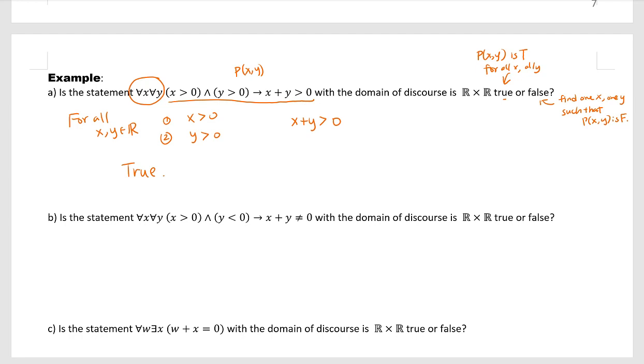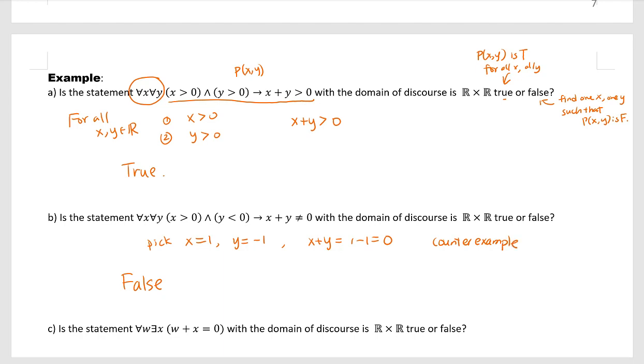This being false means we want to find an x and y such that x plus y equals 0. We can pick x to be 1, which is a real number, and we can pick y equals minus 1. Then x plus y is 1 minus 1, which is 0. This is a counterexample which makes the proposition false. So we have found a counterexample, and that's why this statement is false.